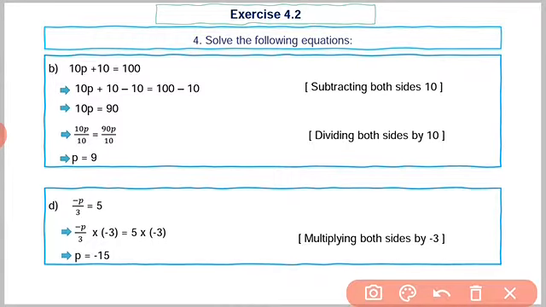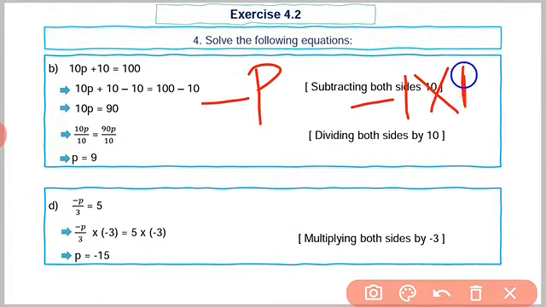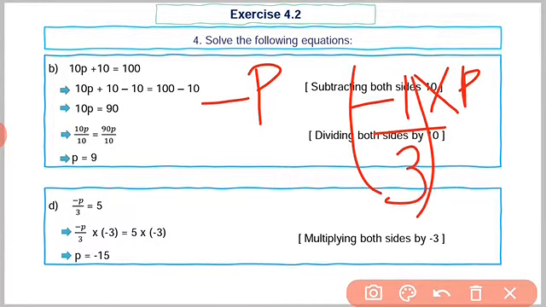Now let's take the D part. In this there is one minus sign in the product. This minus sign means minus 1 multiply p, and there is 3 in the denominator, so minus 1 by 3. Like this we can see minus 1 by 3 multiply p is equal to 5.